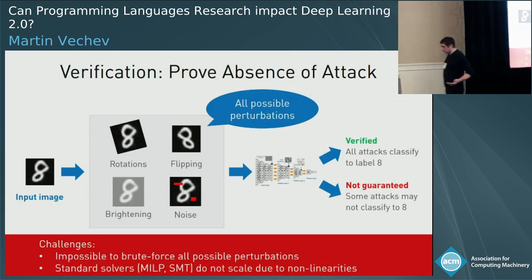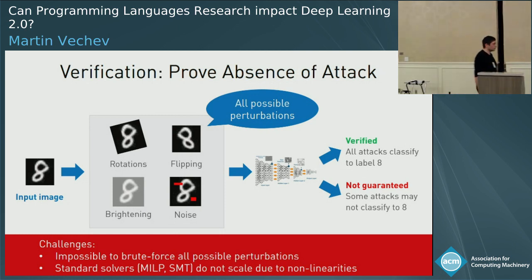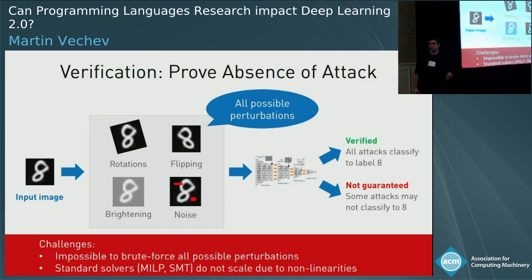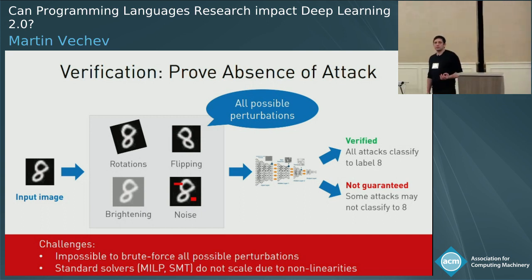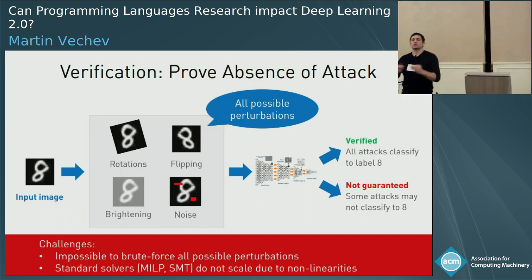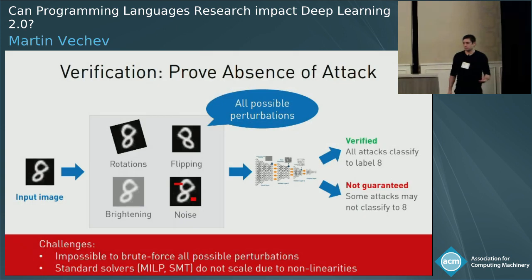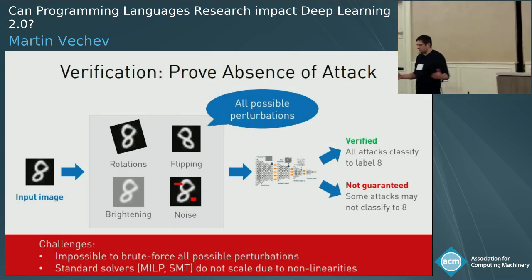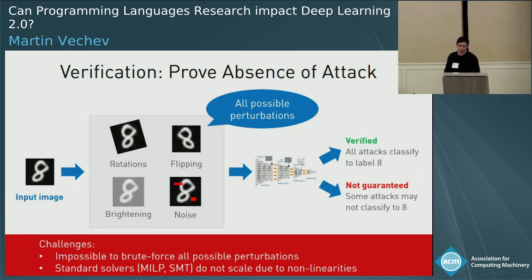You have 784 pixels, let's say, each has 2 values. That's 2 to the 784. That's not going to work. And standard solvers like SMT solvers and mixed integer linear programming solvers also don't scale to the size of models that we care about, due to the particular nonlinearities that arise in these deep models. And so we know from programming languages that what you need to do if your analysis doesn't scale is you need to employ some form of abstraction if you want to automate the process.